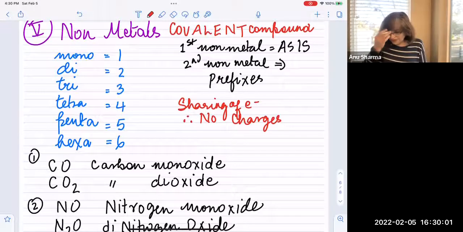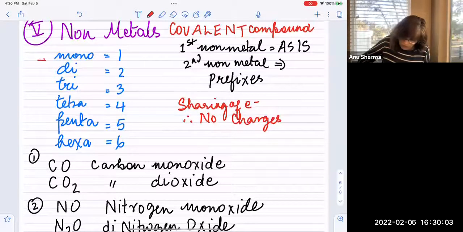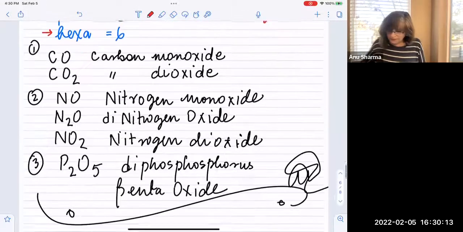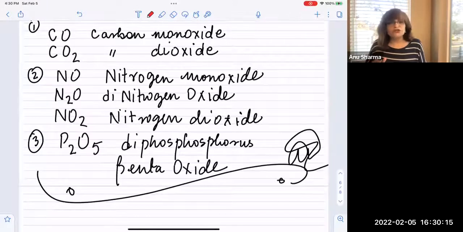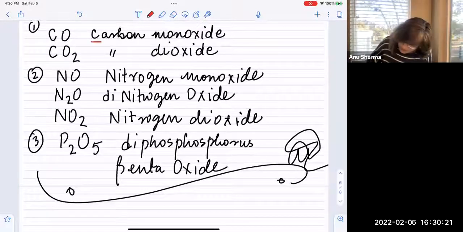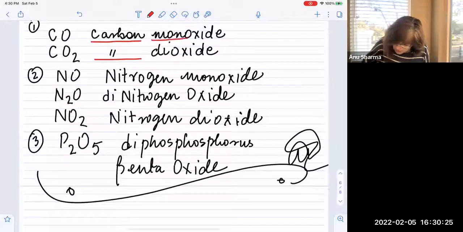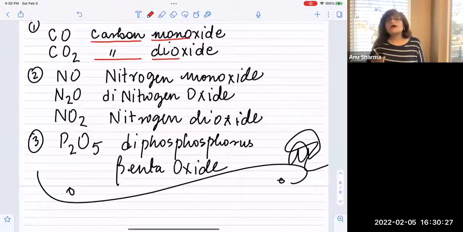So how do we name them now to differentiate? Mono means one atom, di means two, tri is three, tetra four, penta five, and hexa six. So for example, carbon attached to one oxygen is carbon monoxide, carbon attached to two oxygens is carbon dioxide. Remember that the name of carbon is not changing. It is the same, but the prefix is telling you how many oxygens there are.